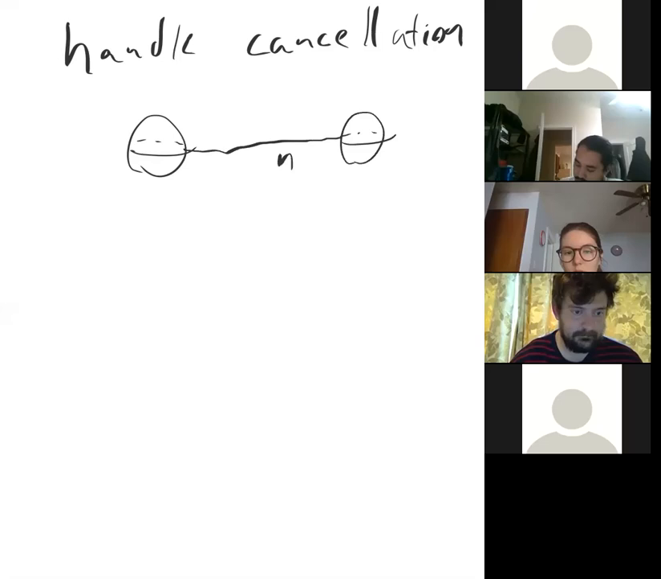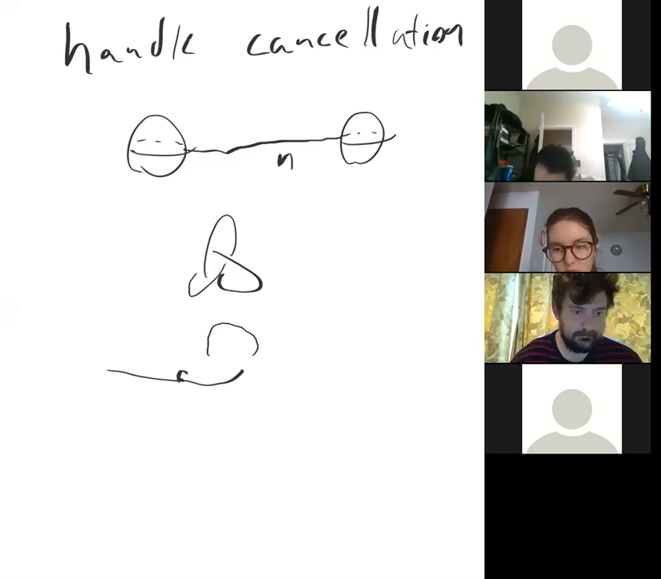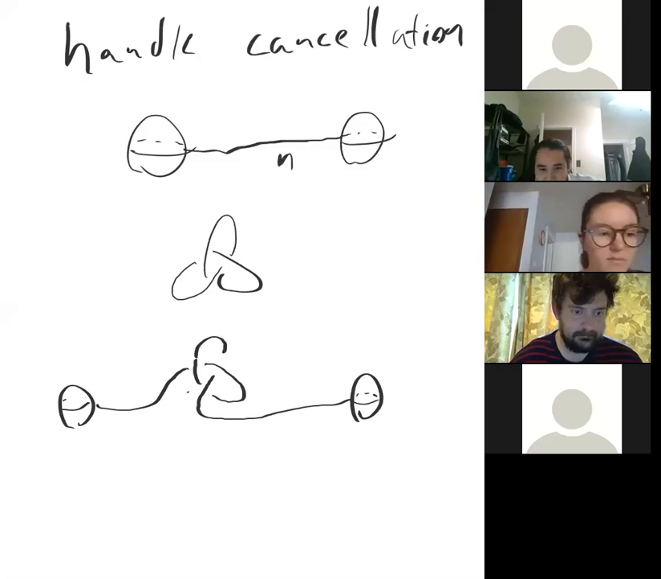So let's see what this will look like. Basically trying to draw a trefoil right now. So a trefoil looks like that. There we go. Do you guys also have to do this too? If you try to draw a knot in S1 cross S2, you have to draw the trefoil first and then margin.